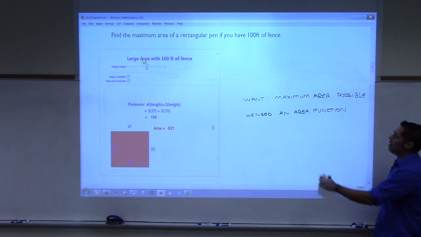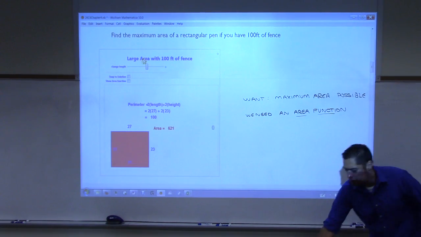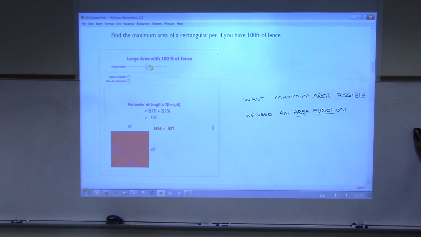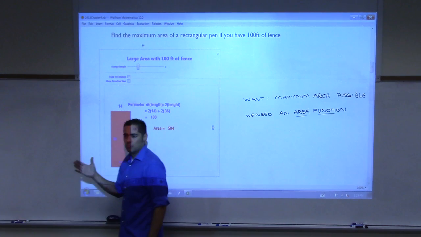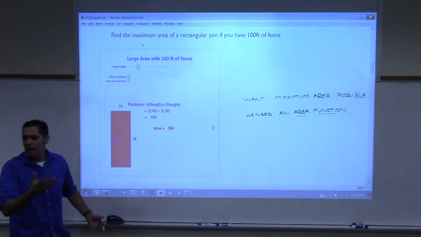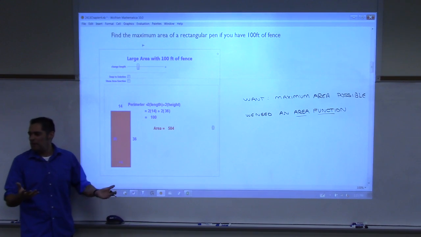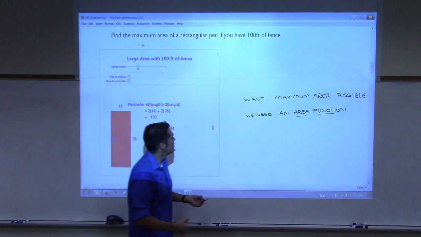All right, so if we need an area function, then let's start off by looking at our geometric shape and tell me anything that you can possibly tell me about the area of a general rectangle. Length times width, right? Area is length times width. We could say length times height. We could say width times height. Doesn't matter, right? It's the two sides multiplied together. That's your area. So I'm going to write that down.